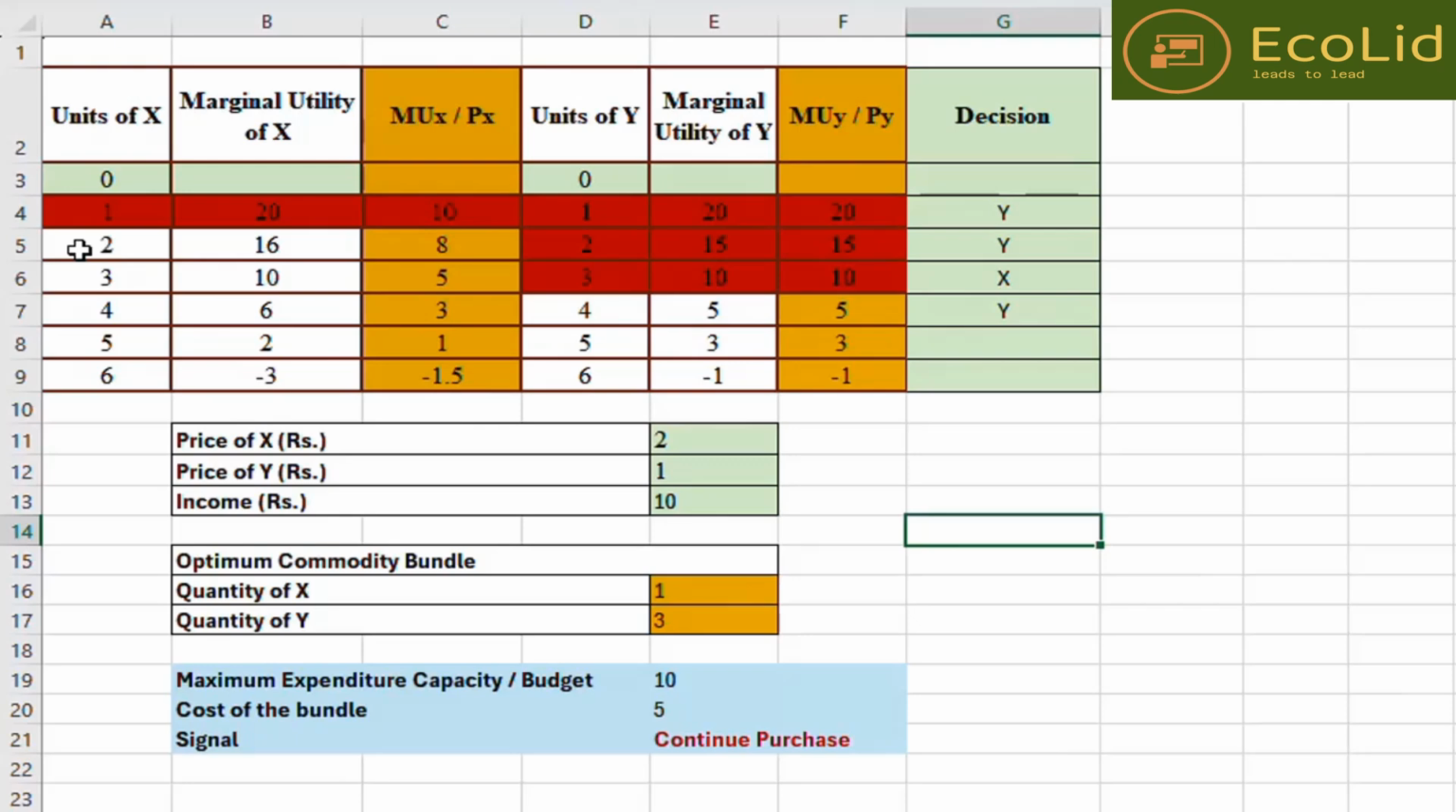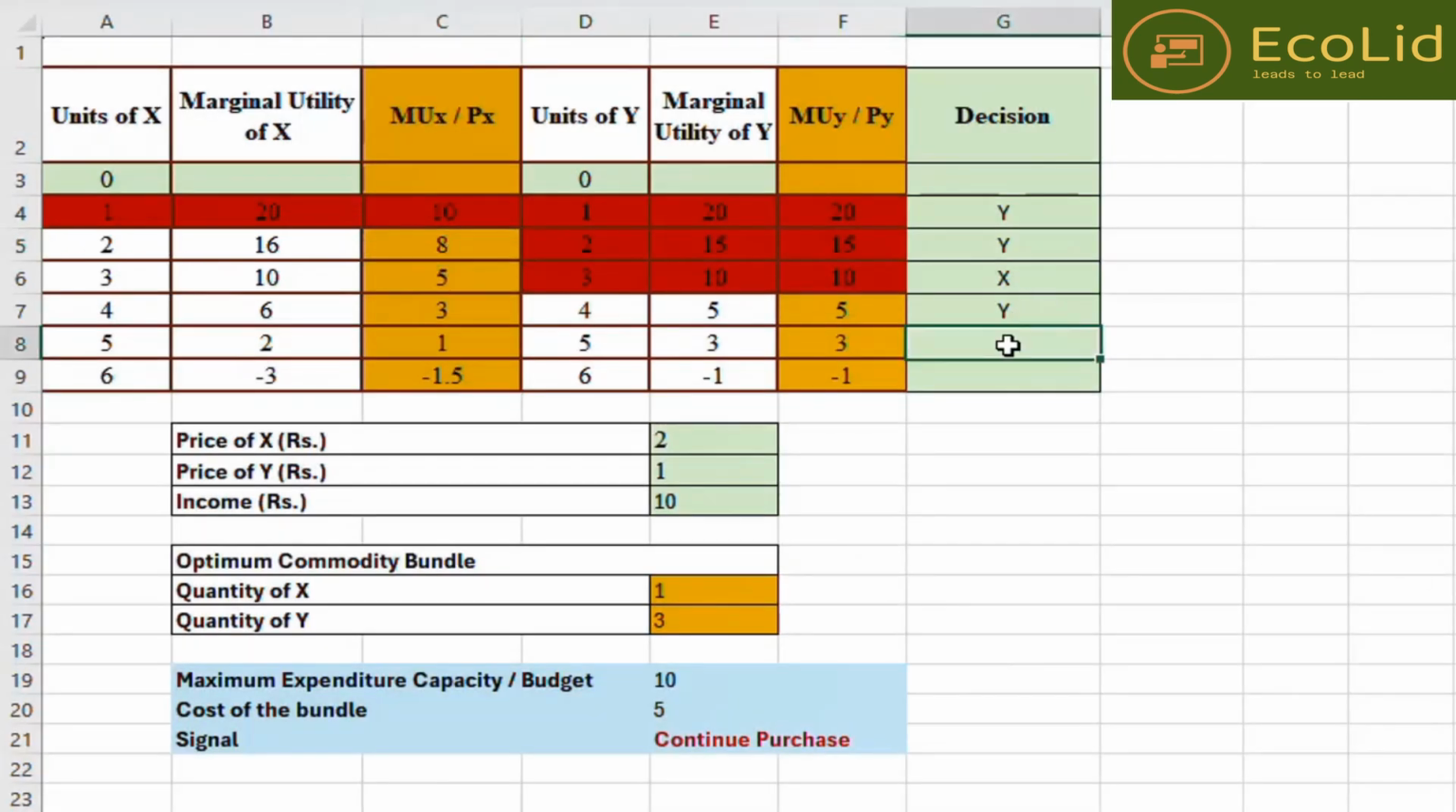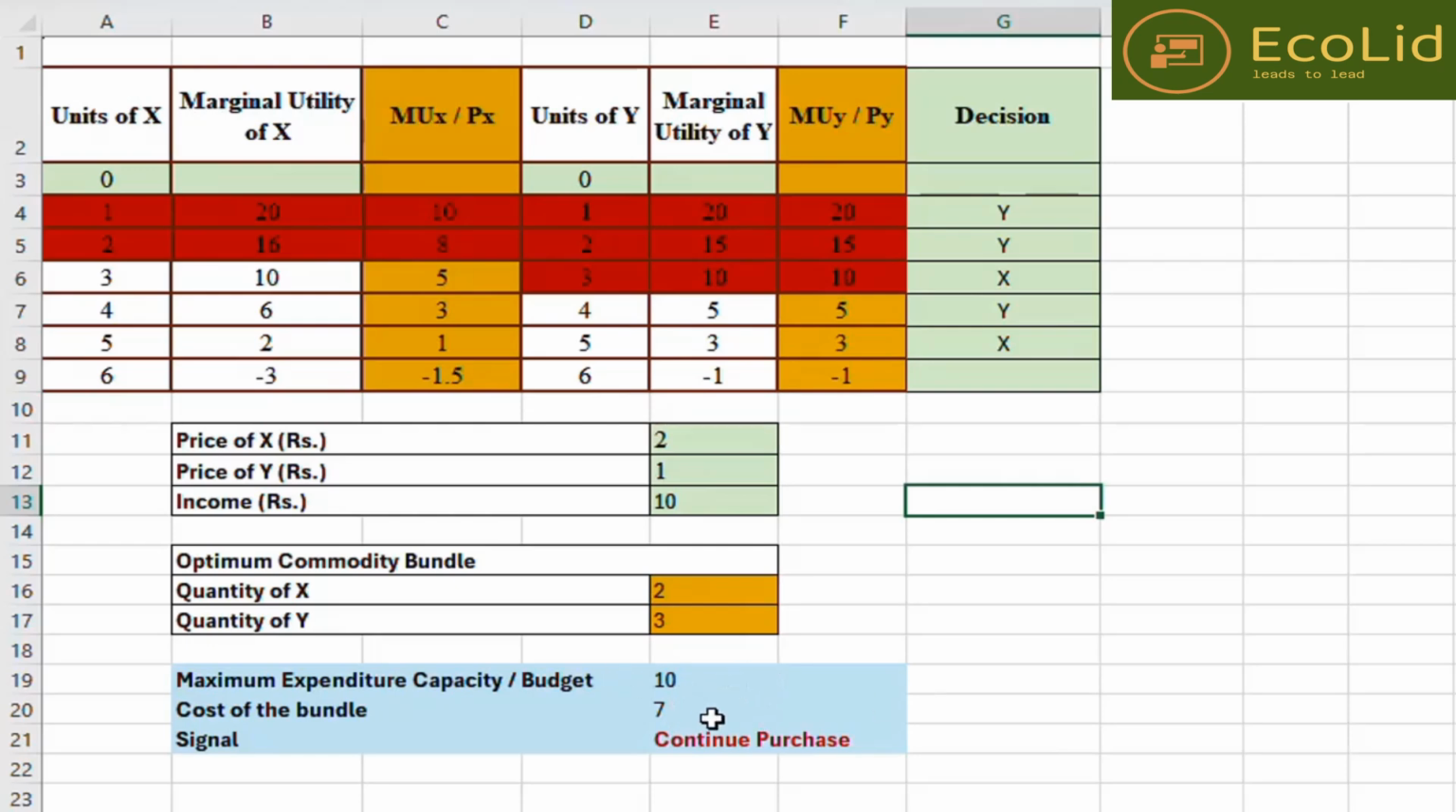So again we will compare the marginal utilities of the second unit of x and the fourth unit of y. Here the second unit of x has a greater marginal utility, which is equal to 8. So in this situation, the consumer will go for the second unit of x. So we have written x. We will put a different shade since the consumer already bought the second unit of x. How much money remains? Only 7 units the consumer has spent. So the consumer is left with 3 rupees.